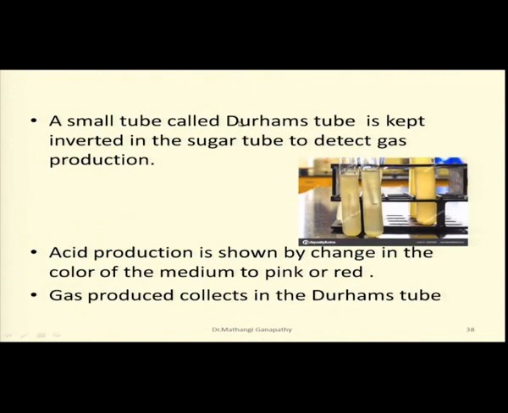A small tube called Durham's tube is kept inverted in the sugar tube to detect gas production. Acid production is shown by change in the color of the medium to pink or red. The gas produced collects in the Durham's tube.